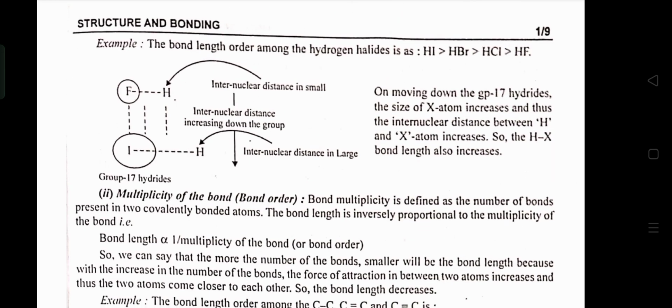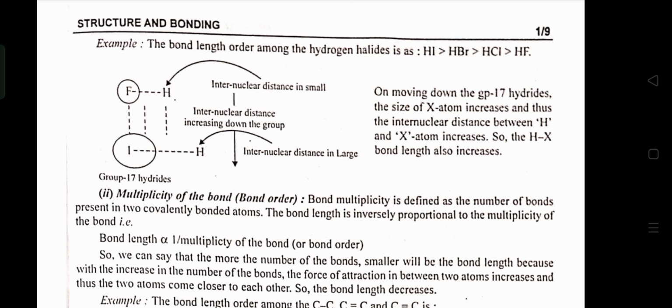For example, the bond length order among the hydrogen halides is: the longest bond length is in HI, then HBr, then HCl, and the smallest is in HF. On moving down the group 17 hydrides, the size of the X atom increases, thus the internuclear distance between H and X increases. So the H-X bond length also increases.